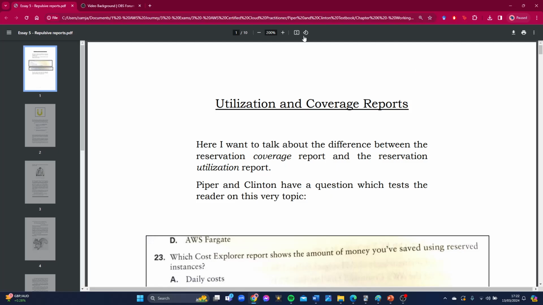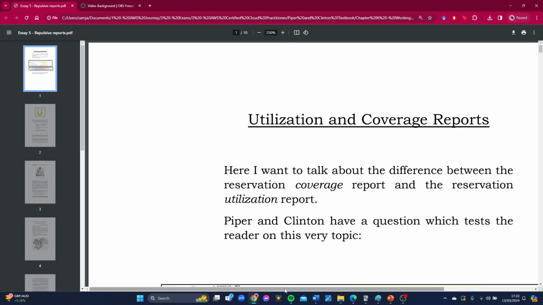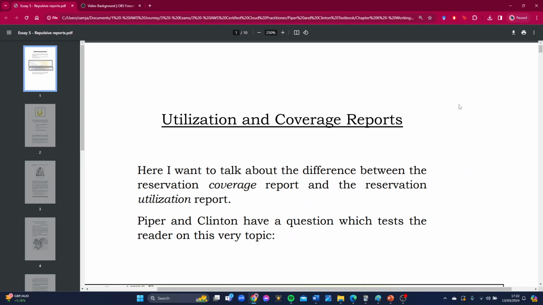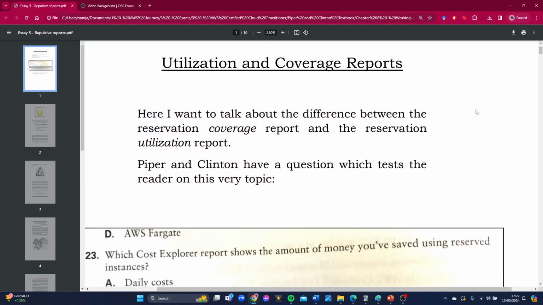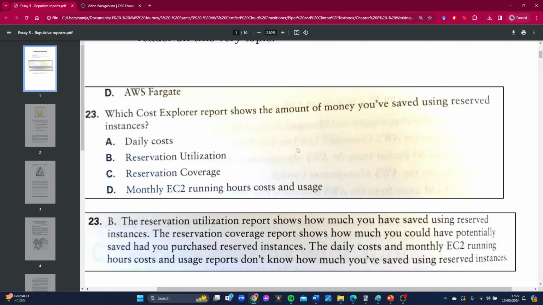Utilization and coverage reports. Here I want to talk about the difference between the reservation coverage report and the reservation utilization report. Piper and Clinton did this topic on how to pass the AWS Certified Cloud Practitioner exam. Piper and Clinton have a question which tests the reader on this very topic.